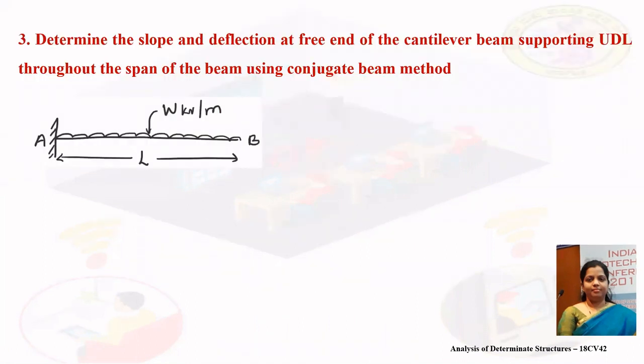Determine the slope and deflection at the free end of a cantilever beam supporting a UDL throughout the span of the beam using the conjugate beam method. This is the cantilever beam. First, let us try to draw a bending moment diagram.